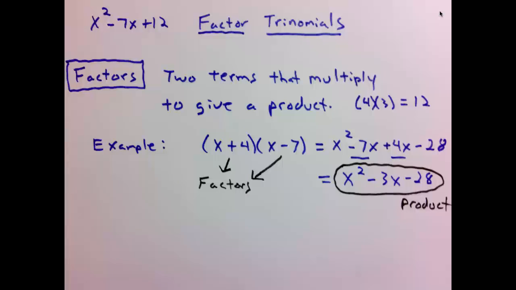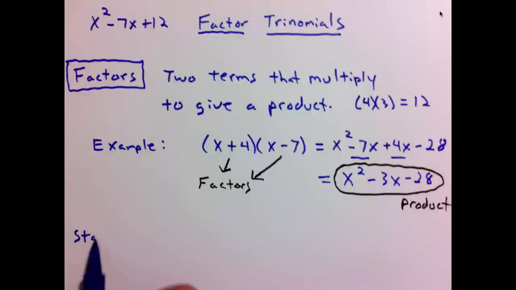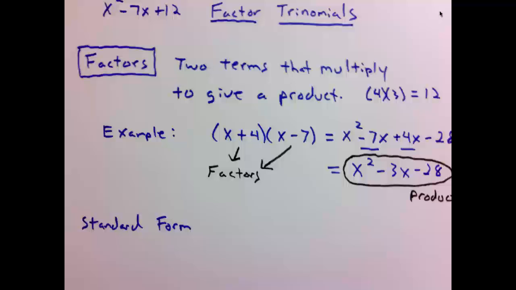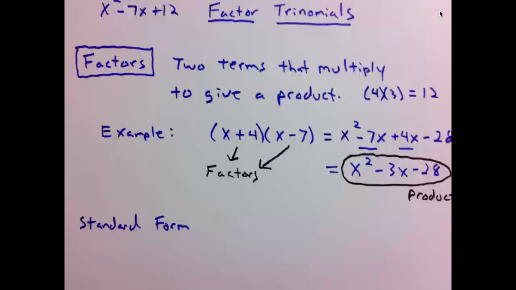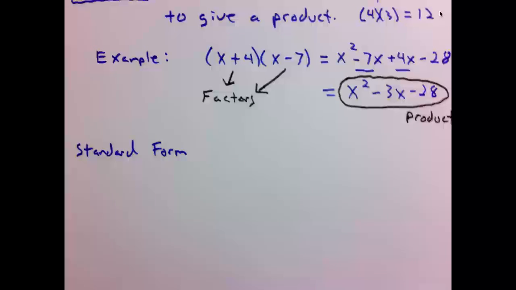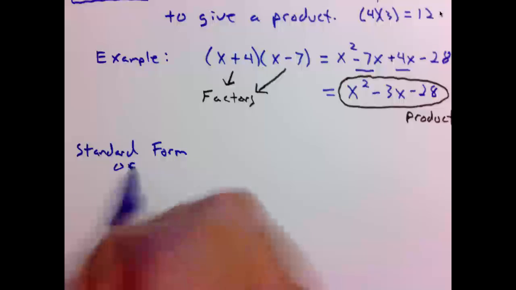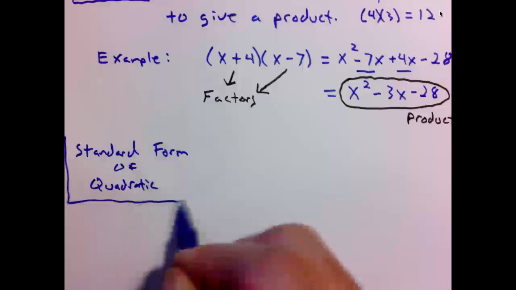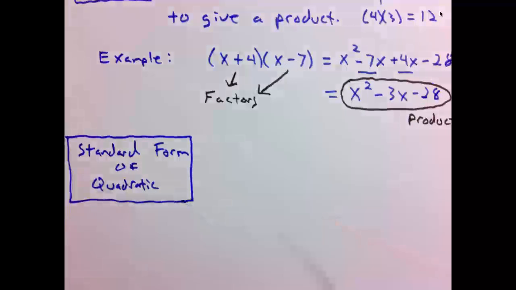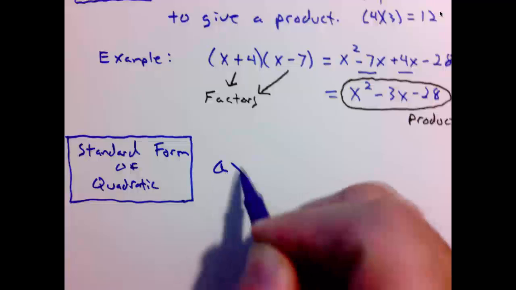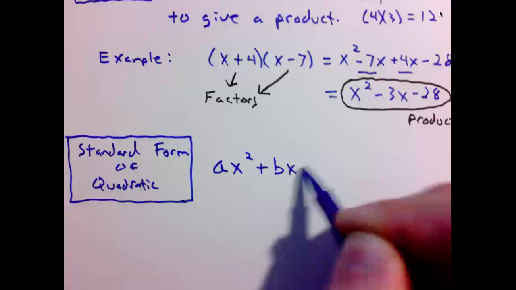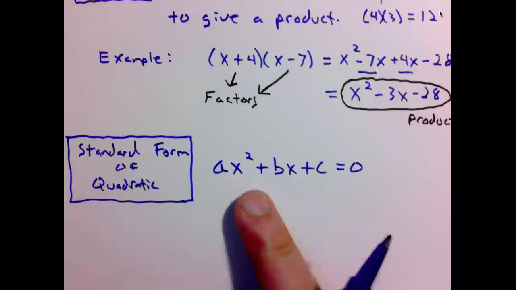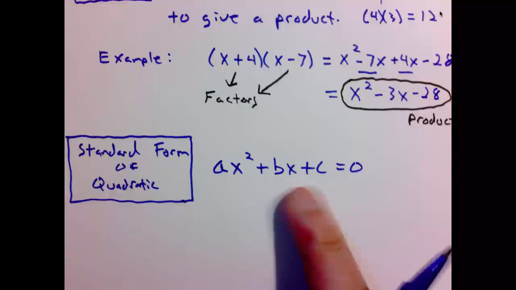to be reminded of our standard form of a quadratic. Well, our standard form of a quadratic is ax squared plus bx plus c is equal to 0, where a is the coefficient of the quadratic term, b is the coefficient of the linear term, the first power term, and c is the constant.